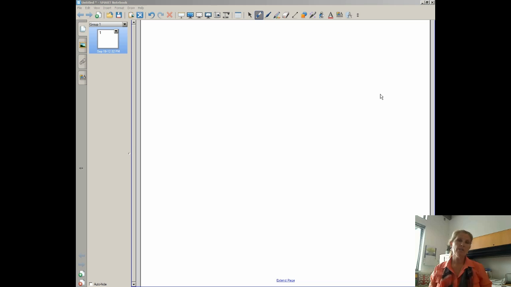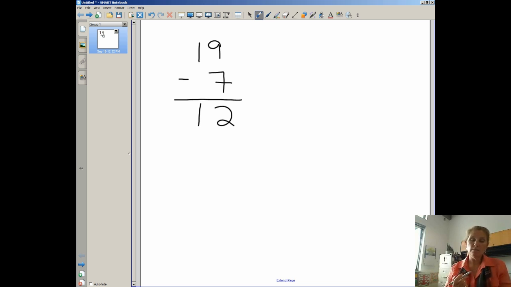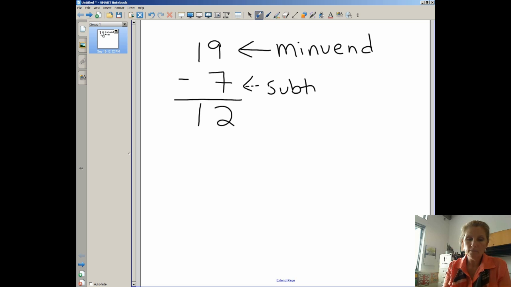When we're talking about subtraction, there's some terminology that you definitely want to get to know. If you have a subtraction problem, let's say 19 minus 7, which is 12, each of those parts has a name. The number on the top is called the minuend. The second number that you're taking away from that top number is called the subtrahend. And the answer to a subtraction problem is called the difference.